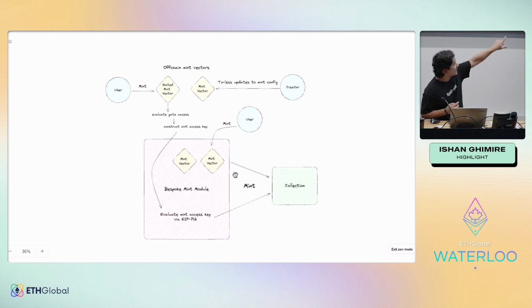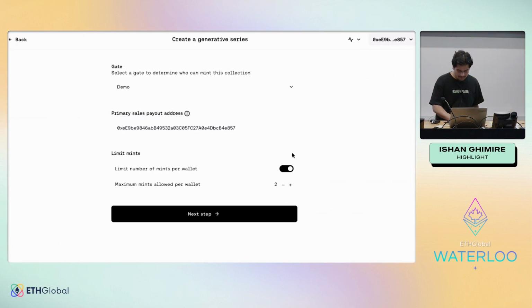So at the top left, you see the user comes to Highlight. They want to mint on the gated mint. We evaluate their blockchain account, make sure they can actually mint on the collection. And then we construct a key. We pass the key into the module. We unwrap this on-chain with EIP 712, and then we mint on the collection. And because these vectors are off-chain, the creators can actually come in and edit the mint config without a transaction. So that's a nice detail for them.